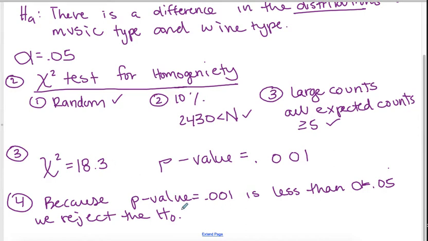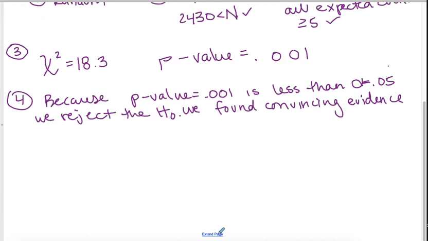So what did we find here? We found convincing evidence that there is a difference. So that's our alternative. We found evidence that there is a difference in the distributions.